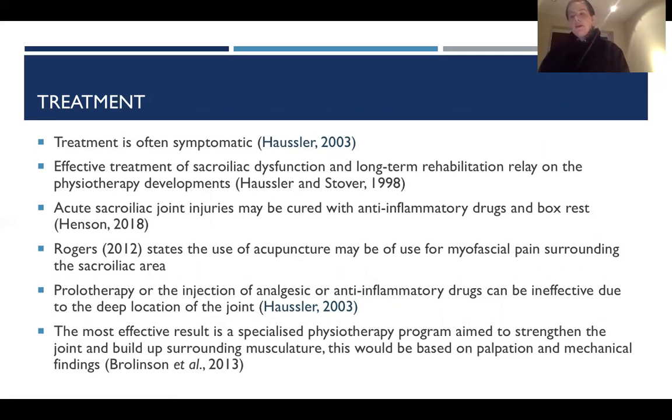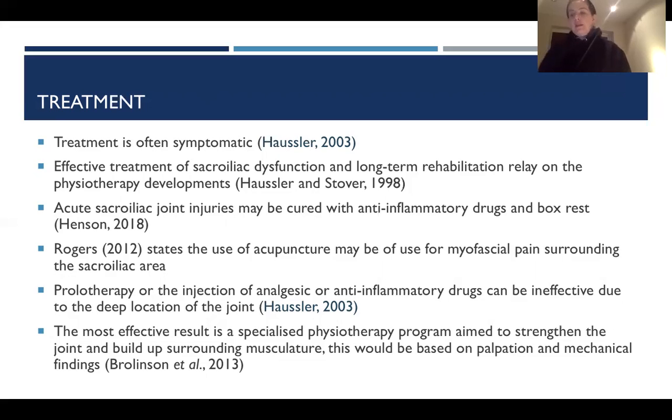Acute sacroiliac joint injuries can be cured with anti-inflammatory drugs and box rest. This is just acute, not chronic. This can be done over a period of 4 to 6 weeks with strict box rest, hand walking afterwards, and NSAIDs may be given during this time.